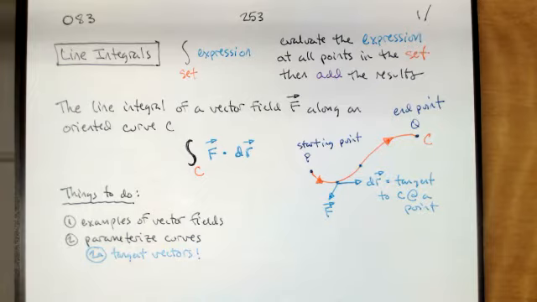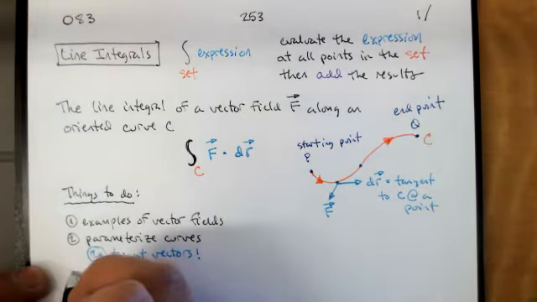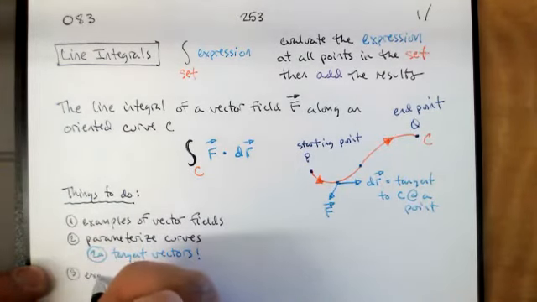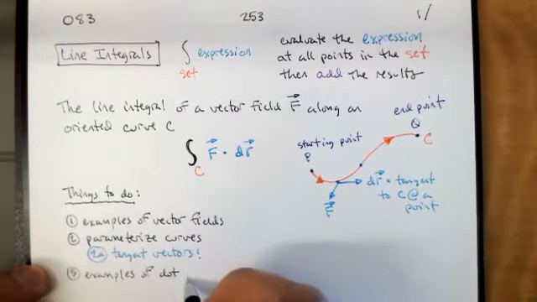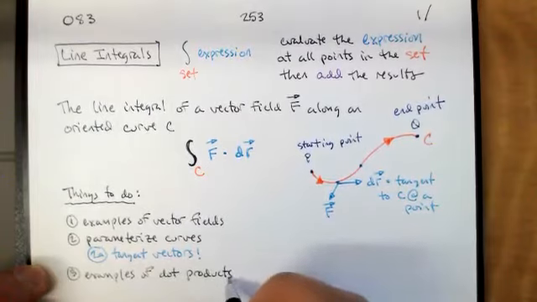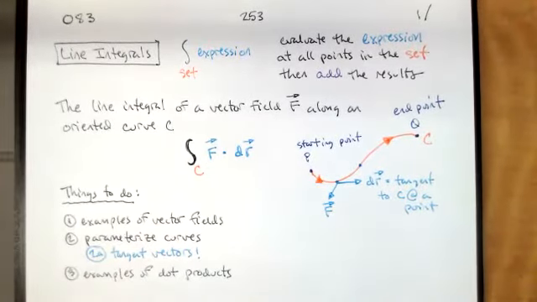Then the third thing we'll need to further our context is: what's the dot product for? What are some examples of dot products that we can pair with our examples of vector fields so that our line integral has some kind of meaning? Less necessary for the calculation, more important for attaching meaning.